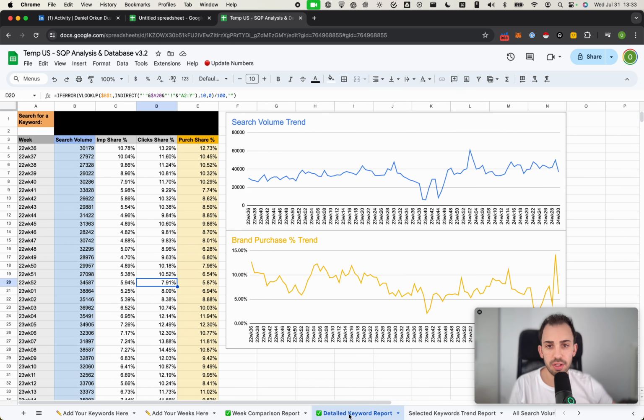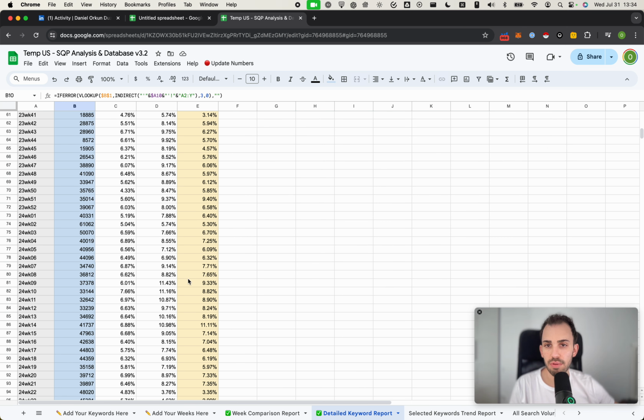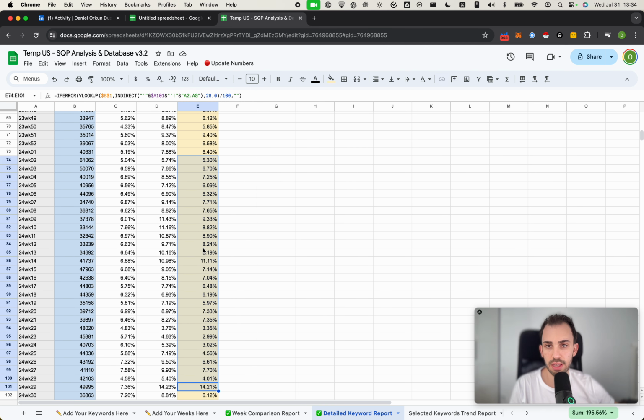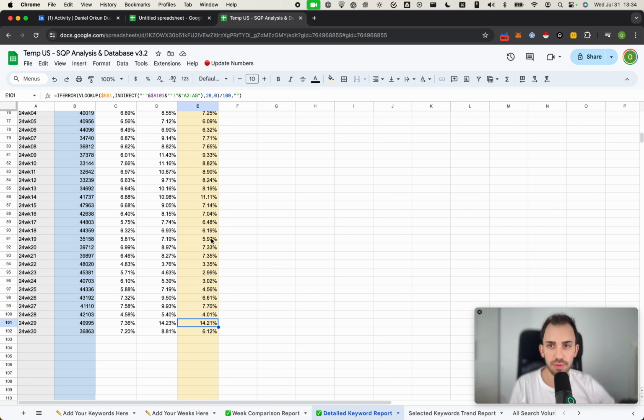For example, if I go back, there's one keyword written here in column B, and you can actually see how search volume is moving and how we are dominating the specific keyword. If you scroll down, you can see that we have been dominating this keyword at around a 10% ratio. This is, for example, Prime Week, where we were able to dominate around 15%.